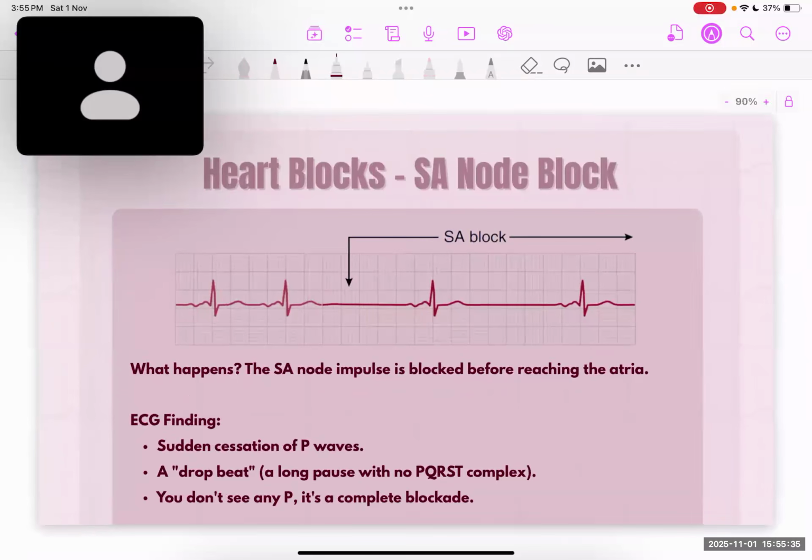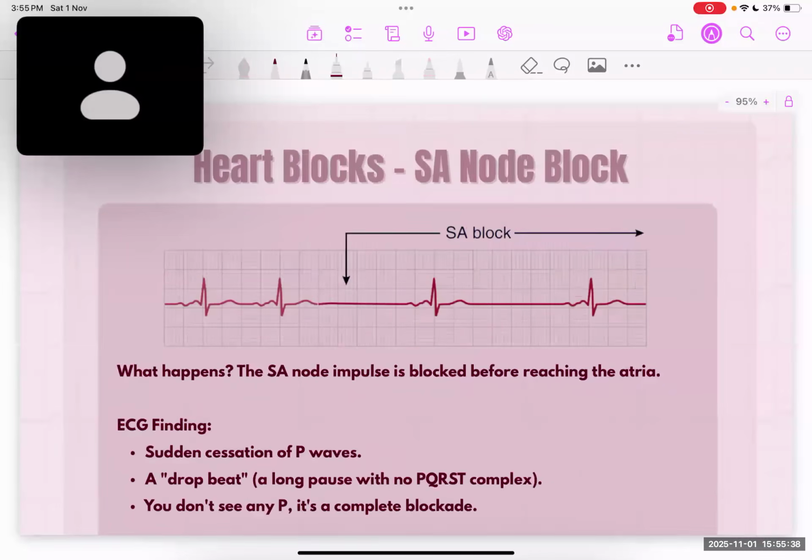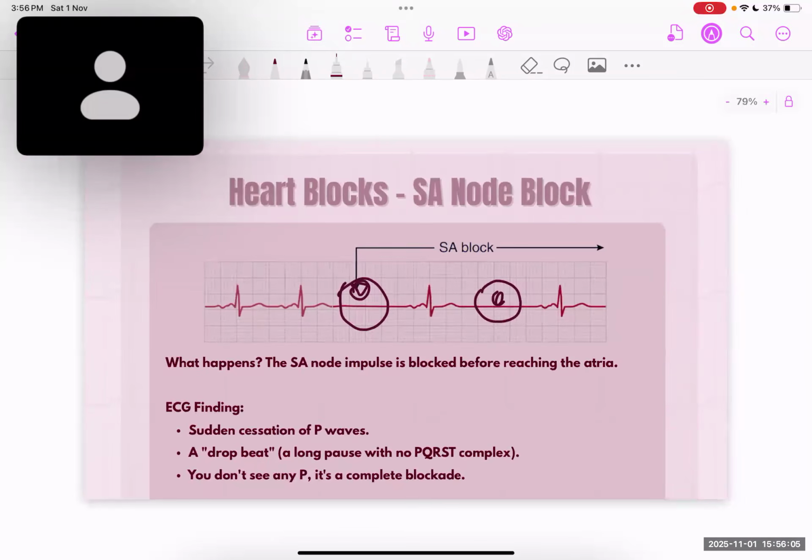Now we're going to start heart blocks. The first one is an SA node block. What happens is the SA node impulse is blocked before it reaches the atria. What are you going to see on the ECG? You're going to see that there are no P waves and there's going to be a drop beat. There was supposed to be something here, but there is nothing. That's a drop beat. If you don't see any P waves at all, that means it's a complete block of the SA node. Is that clear? This is the first one. Just remember, a drop beat, we did not mention any intervals or anything. We just mentioned the P wave.